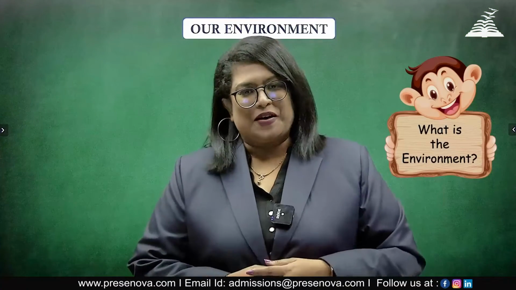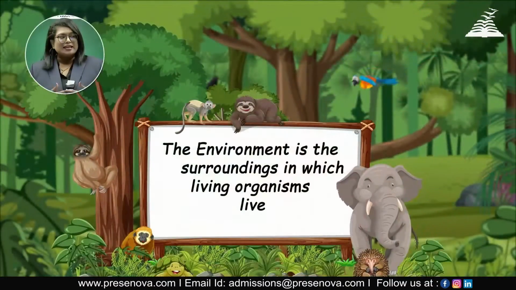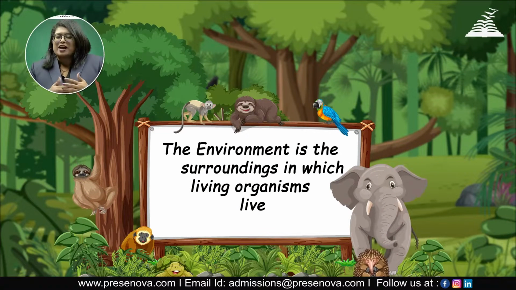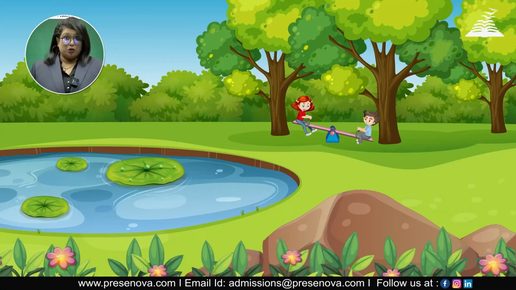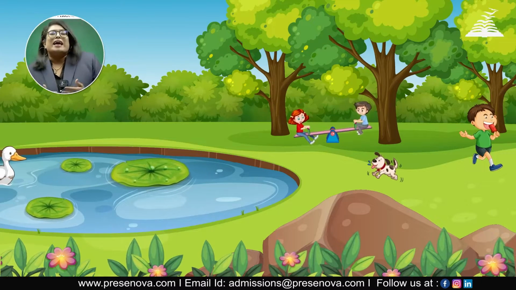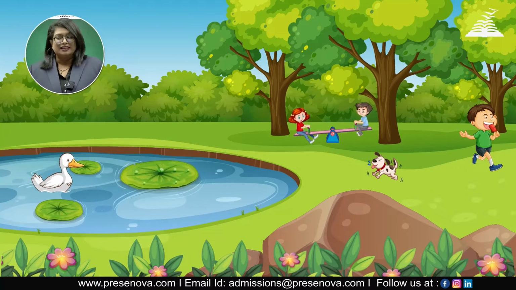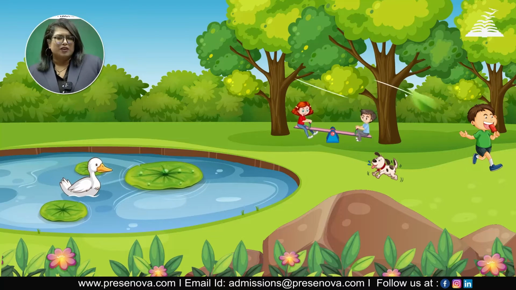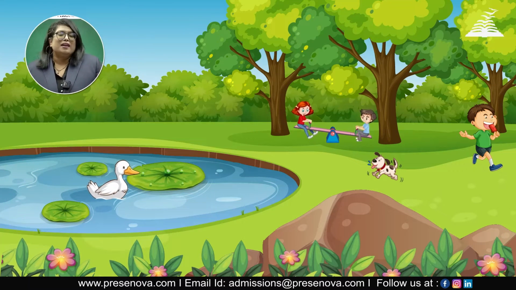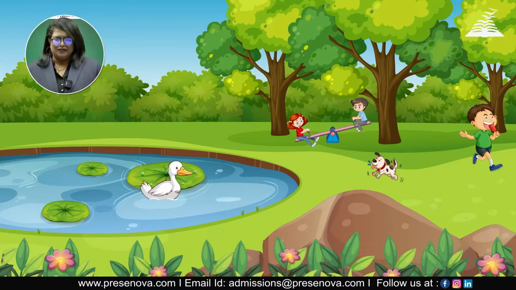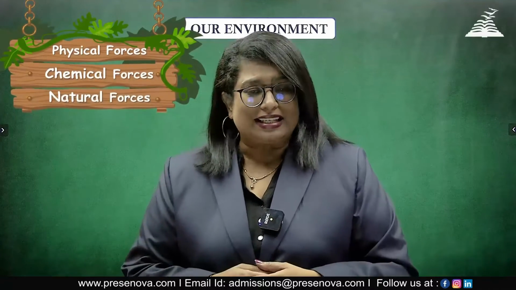So what is the environment? Environment is the surrounding in which living organisms live. It includes everything that surrounds a particular human being or a particular animal or any living organism for that matter. Everything that surrounds us, the living things, the non-living things, the air we breathe, the water we drink, the animals and plants we interact with, okay? Simply everything that surrounds us is called the environment. It comprises of all the physical, chemical, and natural forces that we see in nature.